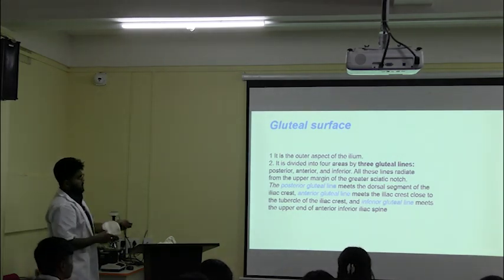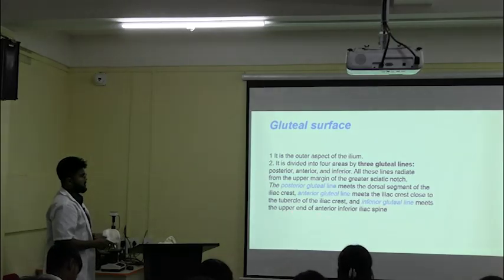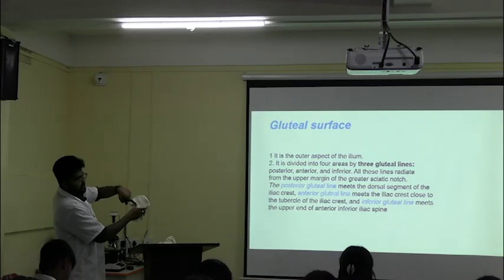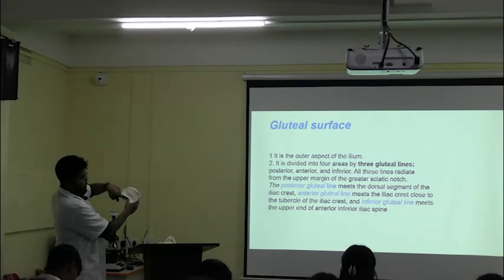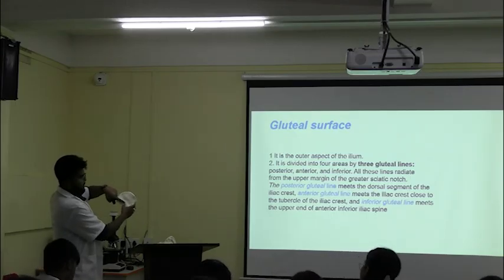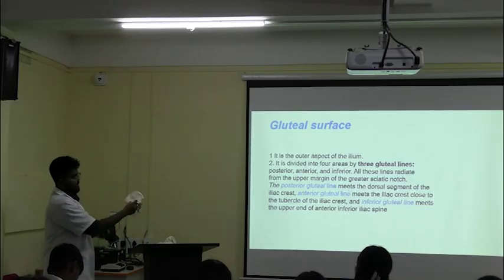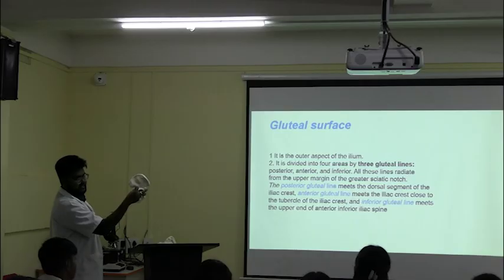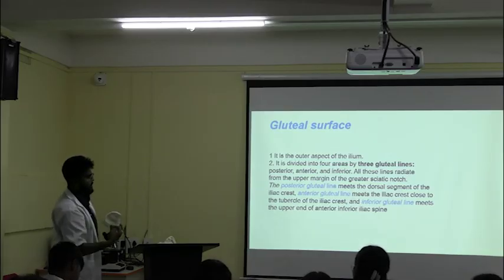Similarly, the anterior gluteal line meets the iliac crest close to the tubercle of the iliac crest and runs to the greater sciatic notch; it is called the anterior gluteal line. Another is the inferior gluteal line. From the upper end of the anterior superior iliac spine to the greater sciatic notch, it is called the inferior gluteal line.